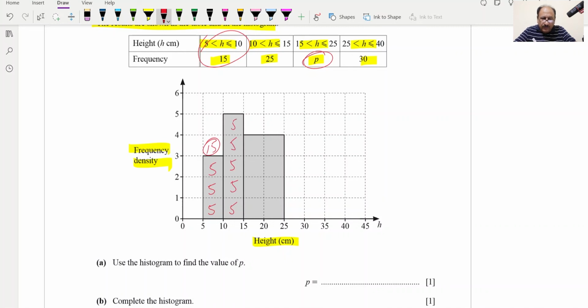So it will be 25 for this one, and we can figure out for this, which is 15 to 25, and we can write 5, 5, 5, 5, 5, 5. This is the easiest way for you to understand. So 5 8s are 40. So P will be equal to 40. We can provide the answer over here.